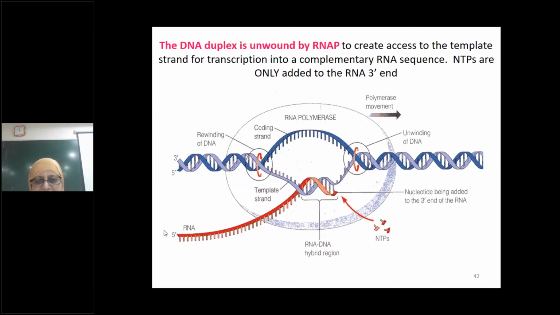This first nucleotide, we said, will be a purine. And the nucleotides that will be added will be complementary to the base pairs present in the template strand and similar to that of the coding strand.